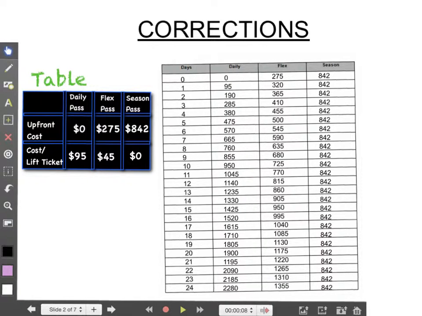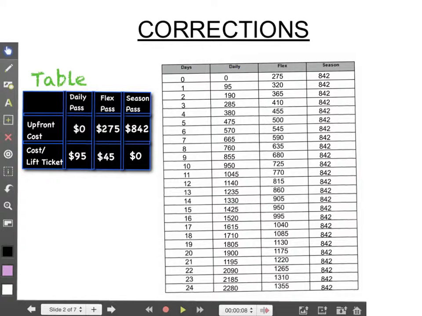A season pass is $842 up front. So then when you get there, you don't have to pay anything at all. So $0 for the lift ticket. If you went 0 days, it's $842. If you went 24 days, it would be $842 again because it's $842 for the whole year.